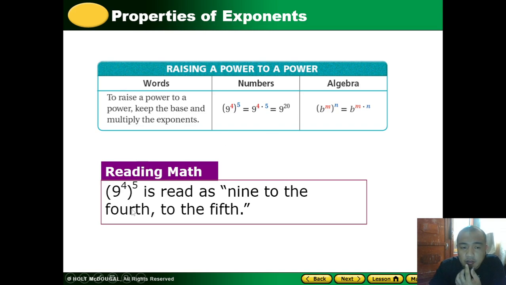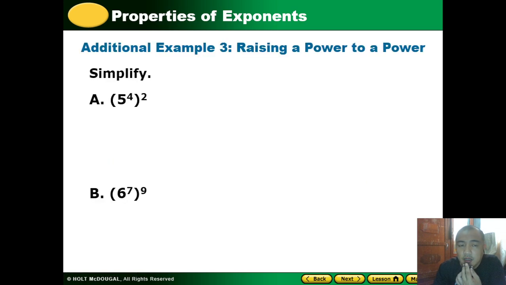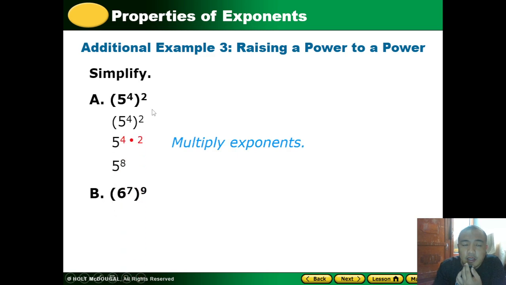This expression is read as 9 to the 4th to the 5th. Simplify 5 to the 4th squared. So we just multiply their exponents. 4 times 2 is 8. 5 raised to the 8th power.